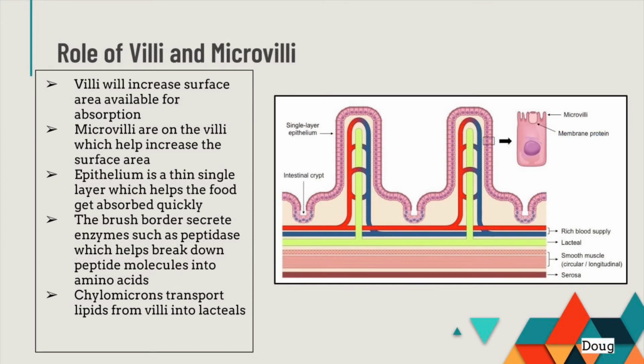The villi and microvilli play an important role in absorption. There are microvilli on the villi, which help increase the surface area available for absorption. The epithelium is a thin single layer which helps food get absorbed quickly. The brush border secretes enzymes such as peptidase, which help break down peptide molecules into amino acids. Lastly, chylomicrons transport lipids from the villi into the lacteals.